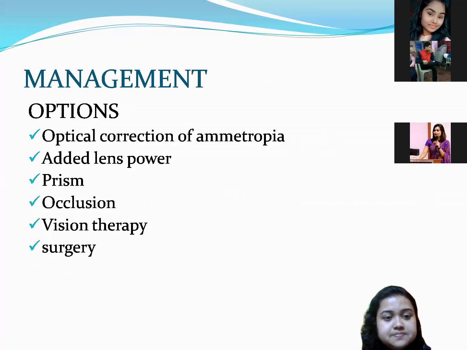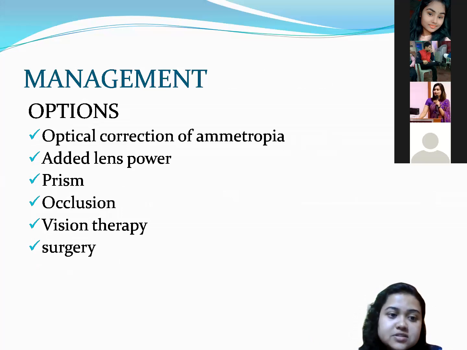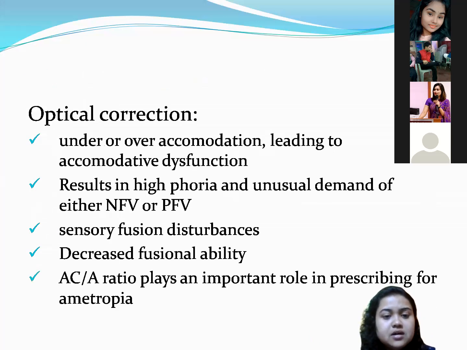That is the case. So basically in accommodation anomalies, what we are doing, we should correct the refractive error. Definitely we can give plus lens therapy if the patient cannot relax the accommodation. We can give prism therapy, we can give occlusion therapy, we can give vision therapy, and definitely we do not go with the surgery. It is written, but we do not go with the surgery.